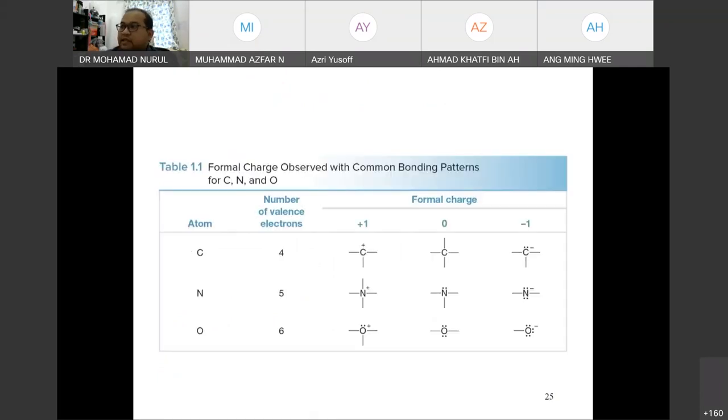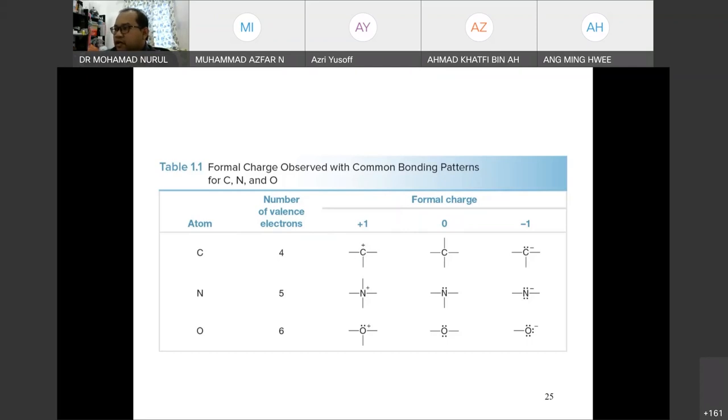Okay, this is the table for formal charge observed with common bonding patterns. For example, carbon, nitrogen, and oxygen. Okay, why not other elements like silicon, phosphorus, and something like that? Because this is organic chemistry. So we go back to the definition, what is organic chemistry? Okay, so you will know what the elements are that we are playing around with, okay?